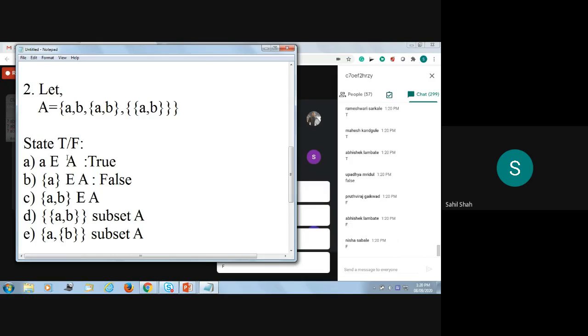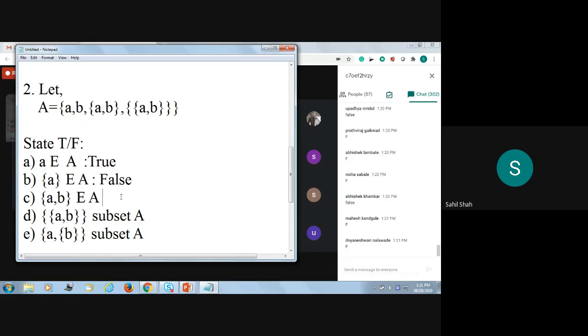Why is this false? Many students are having confusion in this. While writing an element, you should not write it in curly braces. So you are simply checking whether this element belongs to the set. Yes, it is. Why this thing is not present here anywhere, so it is false.